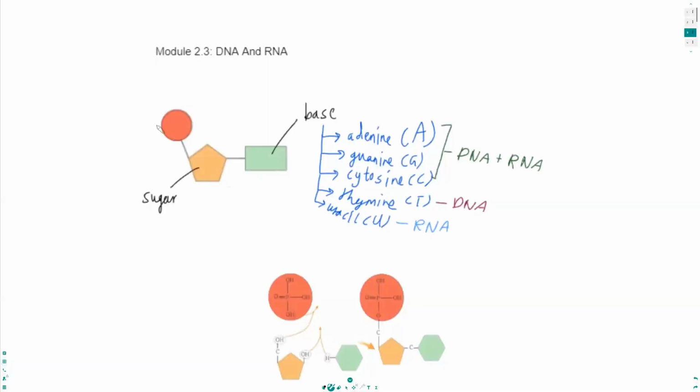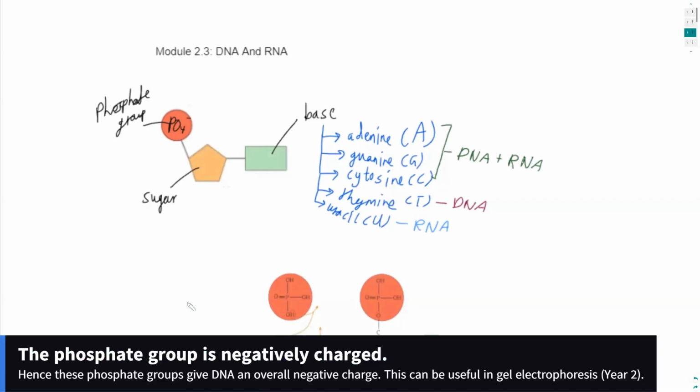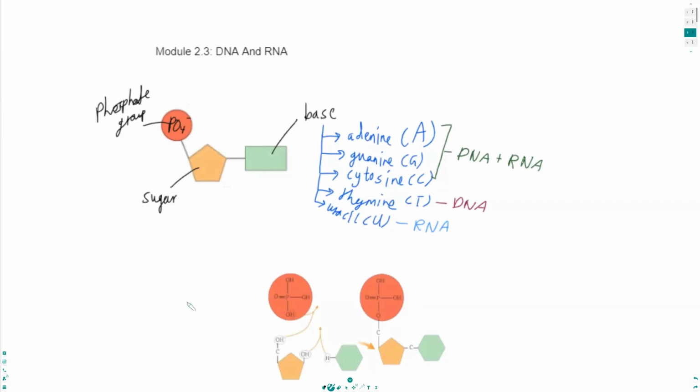To the left of the sugar here, we have our phosphate group. So here we have our PO4 minus. And it's these phosphates, because they're negatively charged, that give DNA, RNA, or nucleic acids a negative charge. So nucleotides, they are the monomers of nucleic acids.